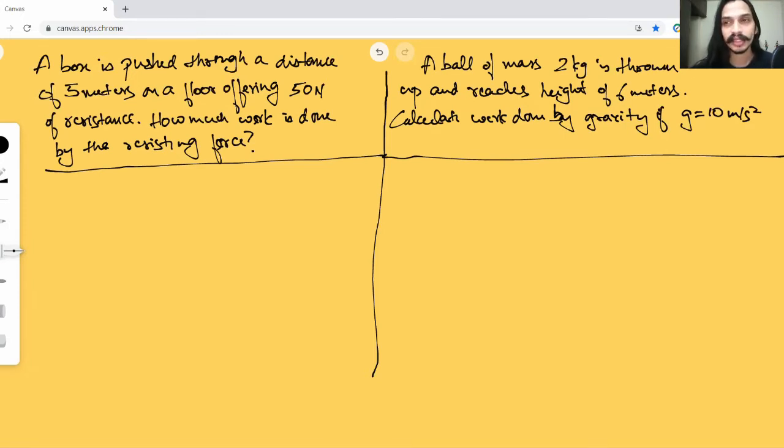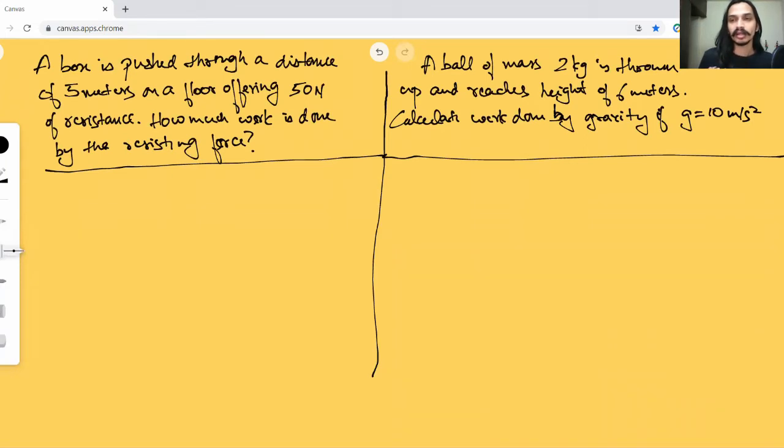Okay, so let me read through the first question over here. It says a box is pushed through a distance of 5 meters on a floor. So there's a floor and a box, and it's pushed for 5 meters of distance. The displacement is 5 meters. It's offering 50 Newton of resistance. So that resistance is offered by the floor.